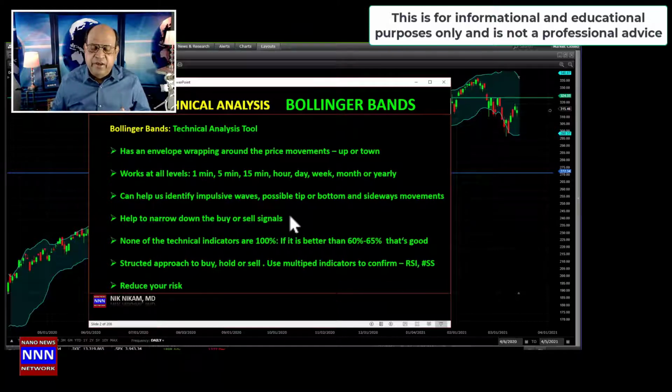The amazing thing about the Bollinger Bands is that it can be applied to 1 minute time intervals, 5 minutes, 10 minutes, 15 minutes, hourly, daily, weekly, or monthly charts, and it holds good as far as its value in helping us to look at entry, stay, or exit points. It also helps us to identify impulsive waves which can break through the Bollinger Band boundaries. It helps us to narrow down our buy signals, the points of entry. And it also helps us to minimize the number of bad trades we may do.